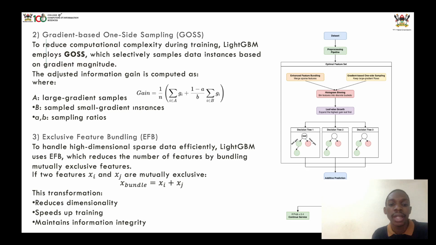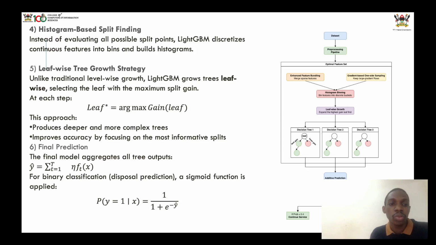To handle high dimensional sparse data efficiently, the LGBM uses the EFB, which reduces the number of features by bundling the mutually exclusive features. So if two features, xi and xj, are mutually exclusive, the x bundle will be xi plus xj. The next one we have is histogram-based split finding. Instead of evaluating all possible split points, the LGBM discretizes continuous features into bins and histograms.